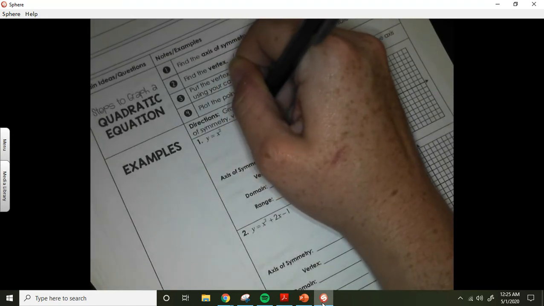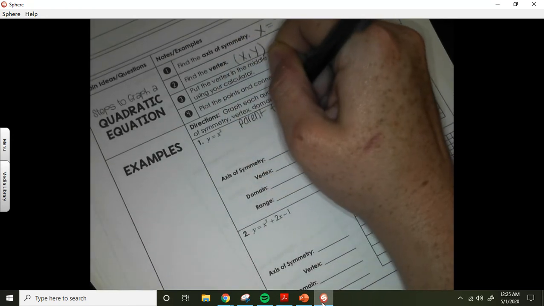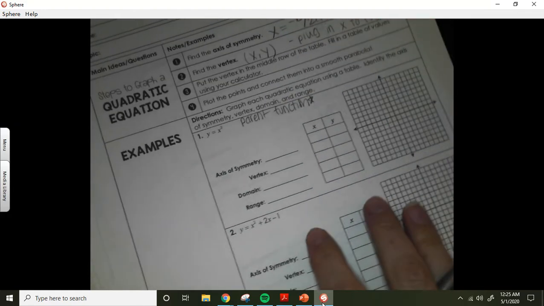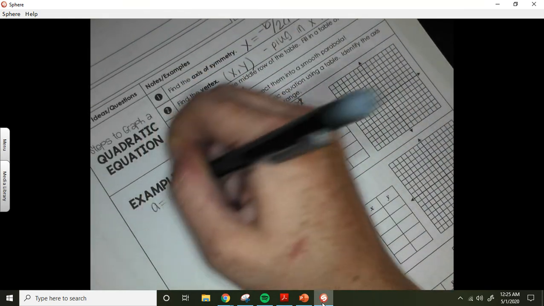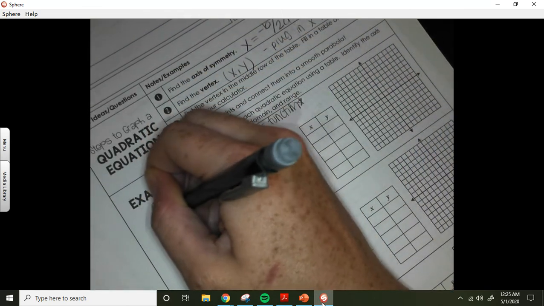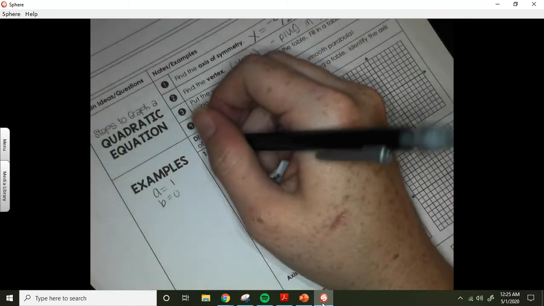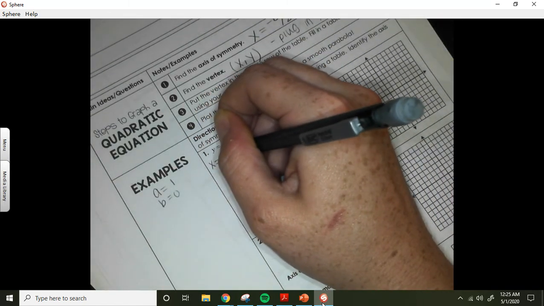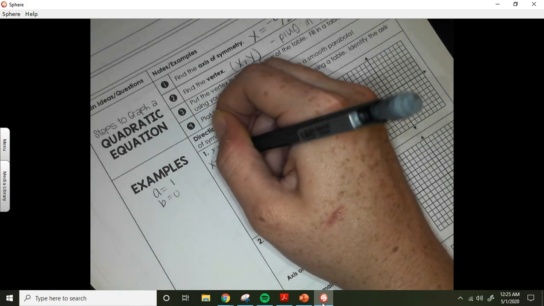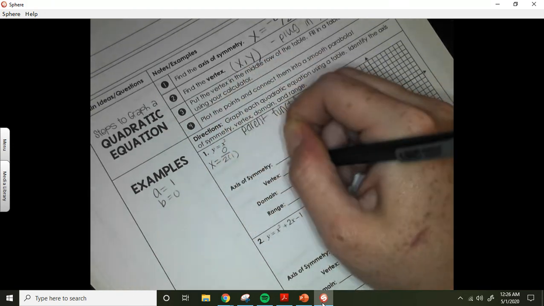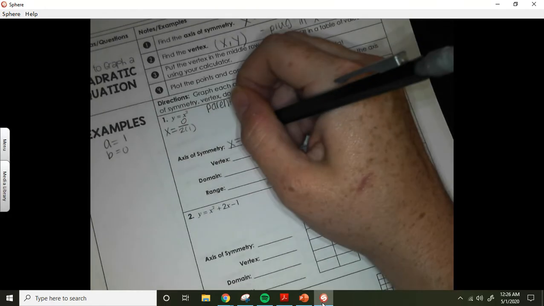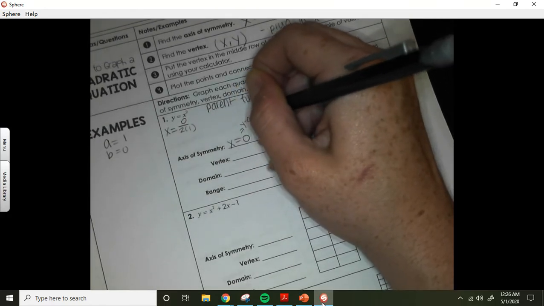So number 1, this is actually the parent function of a quadratic equation, just so you know what's going on there. So the axis of symmetry, again, for this one, a equals 1, b equals 0. So the axis of symmetry is going to be x equals negative b over 2 times a, so 0 over 2 times 1, which means x equals 0. Our axis of symmetry is going to be the y-axis.